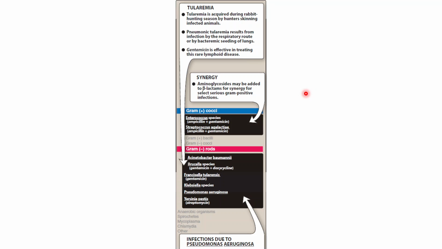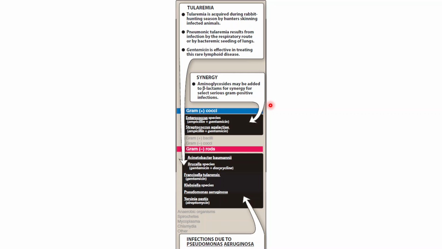For the gram-positive cocci, they can be used for Streptococcus and Enterococcus, and they usually can be combined with beta-lactam antibiotics to increase the effectiveness. And then for the gram-negative, they cover Tularemia, that is rabbit disease, transmitted by the rabbit and usually seen during the hunting season, because the hunters will obtain the disease from the rabbit while skinning and butchering them.